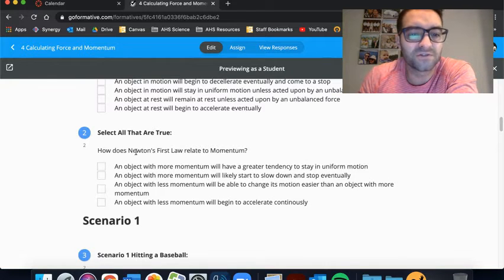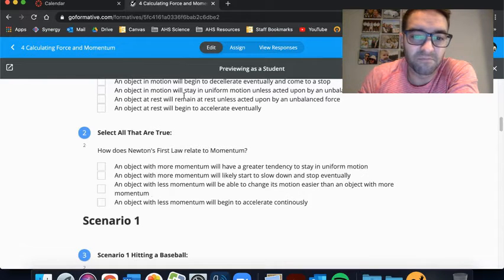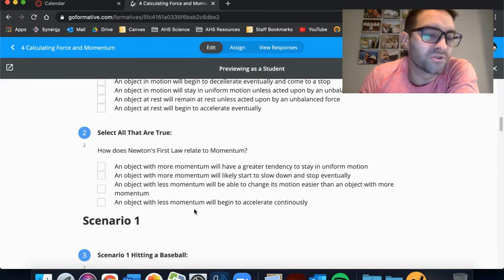For number 2, how does Newton's first law relate to momentum then? So I want you to read the statements, and based on the definition that we just kind of reminded ourselves of up here, which one or two of them will be true. So more than one again. Select all that are true.